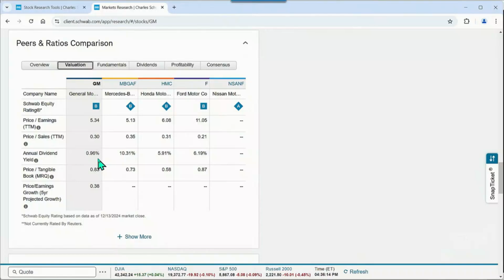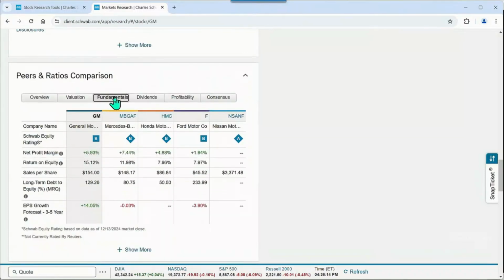That's not good nor bad necessarily, but if you really are seeking more dividends, maybe you start to investigate at least Honda or Ford. Fundamentally, you can look at different categories here. Debt to equity, we probably care about the debt of a company. If your debt to equity is 129, that's over 100%, and for a lot of people that's a red flag.